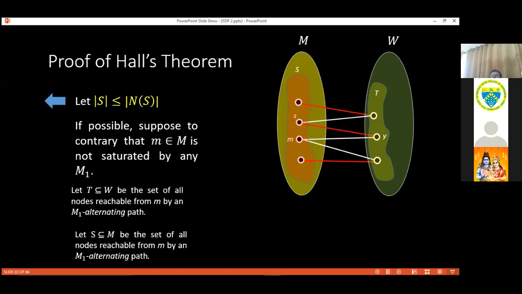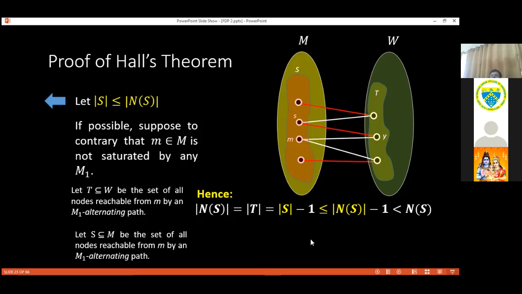Now, by this, we can conclude how many elements are in S and how many elements are in T. The number of elements in T is exactly one less than the number of elements in S. Hence, the neighbors of S are only the vertices in T. The number of vertices in T is exactly one less than the number of vertices in S. By assumption, |S| is less than or equal to |N(S)|. Replacing N(S) by |T|, I'm getting it equal to |S| minus 1, which is strictly less than |S|. I'm getting a contradiction: |S| strictly less than |S|. So this is the converse part of this.